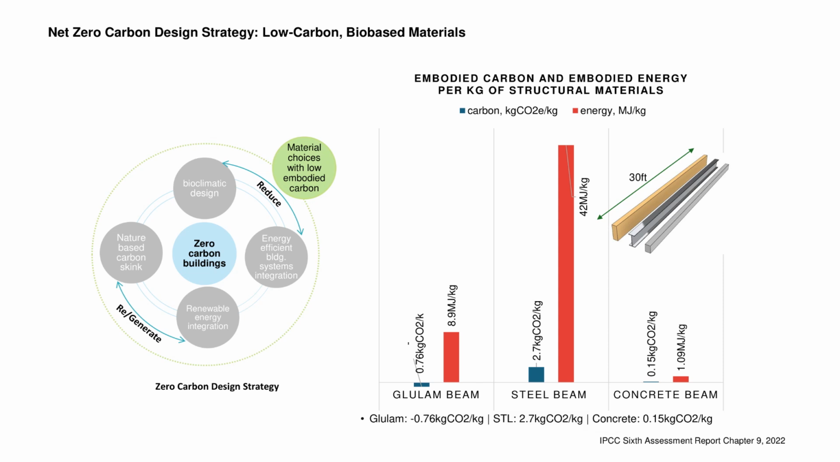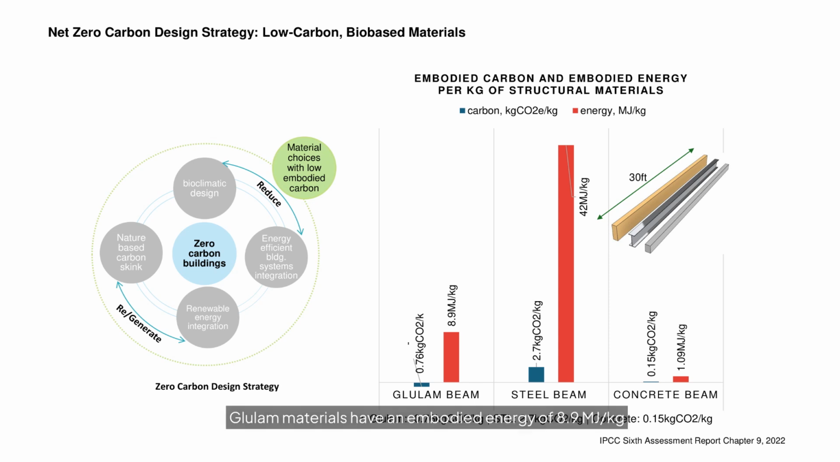Now let's look at embodied energy in megajoule per kilogram. Glulam materials have an embodied energy of 8.9 megajoule per kilogram due to the manufacturing process involved in producing engineered wood. Steel has 42 megajoule per kilogram of embodied energy due to an energy-intensive manufacturing process, making it far more carbon-intensive. Using steel with a high recycling content can reduce its carbon footprint.